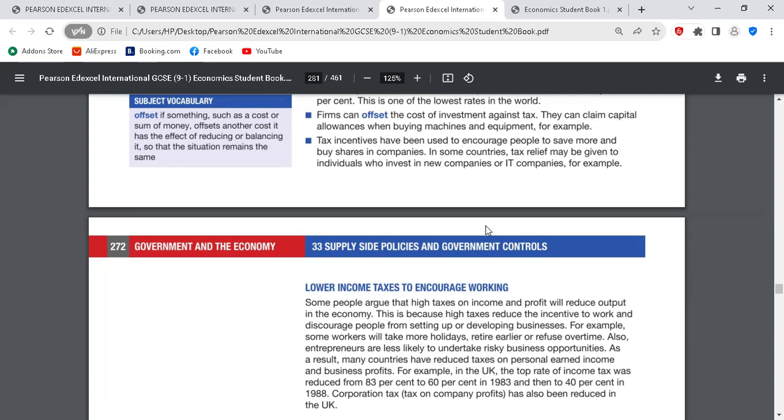Do you get it? Because when you buy shares, more capital is available to businesses. They can invest more. There won't be job loss. That is the point they're making here. Is it clear?